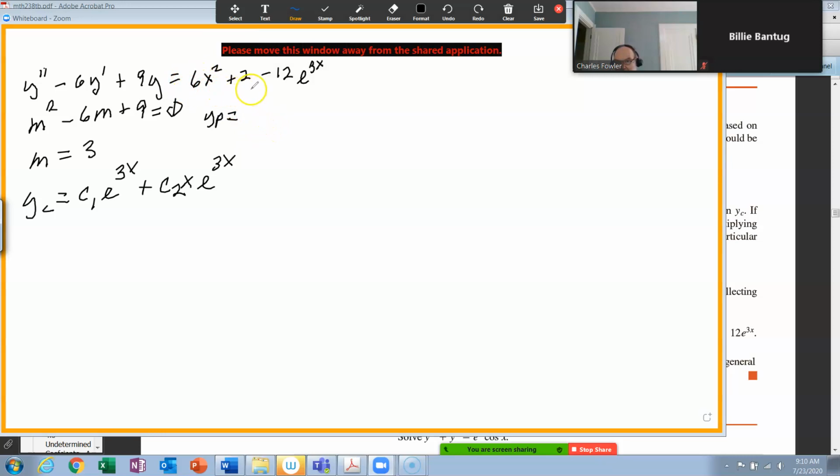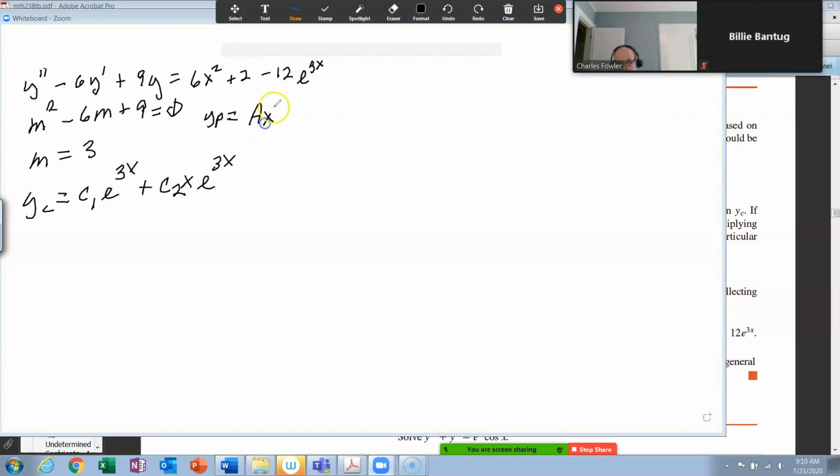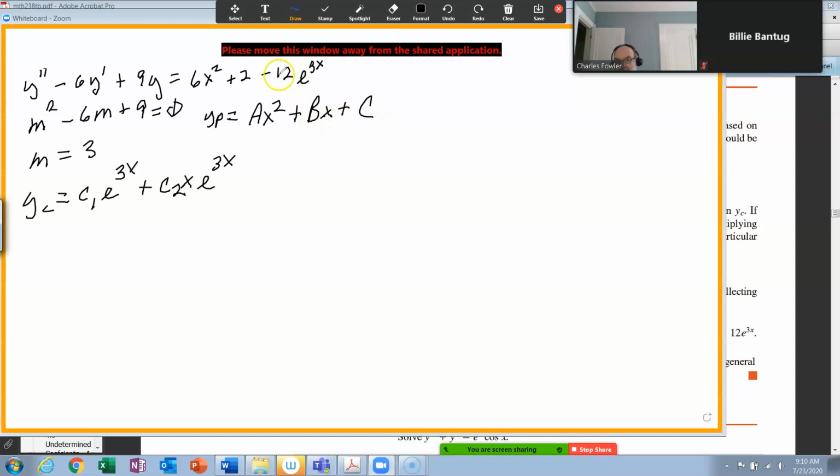Well, here's the quadratic part. Now, you have to account for every term in a quadratic, even though this is missing a linear term. So we'll start with ax squared plus bx plus c.